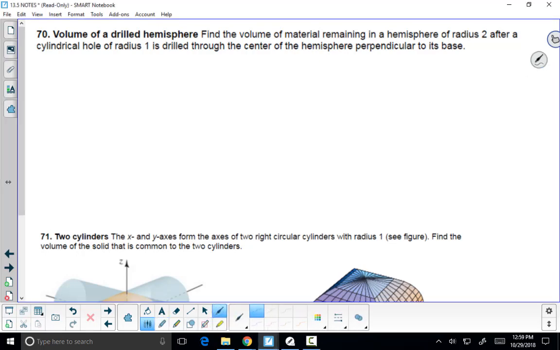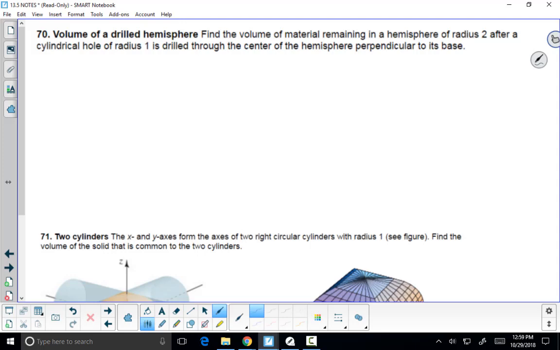All right, so we have 2 questions left in 13.5. We'll finish up those, then we'll go over a few of these homework questions and see where we're at. Module due this Wednesday. Don't forget.